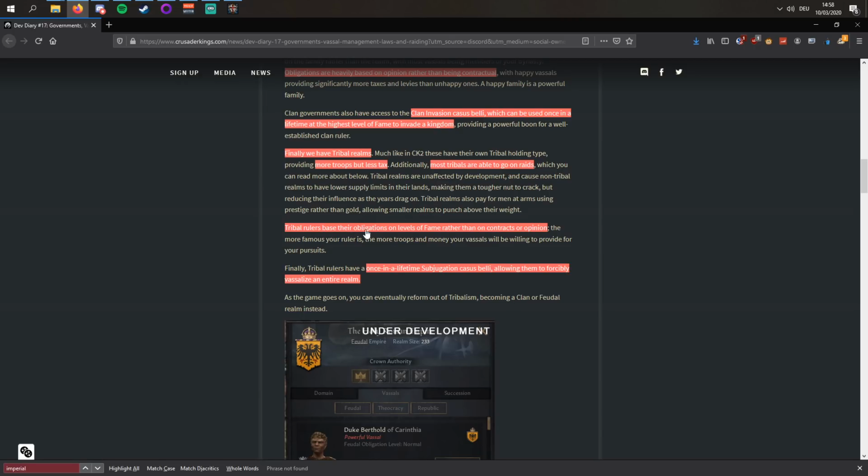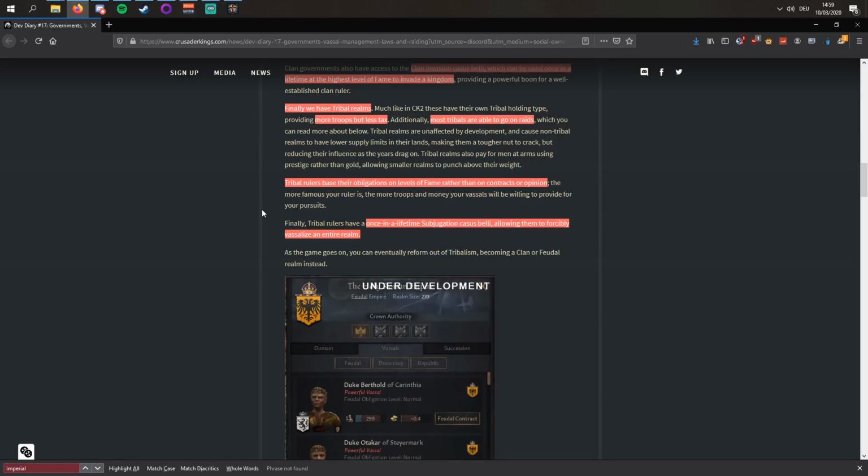Tribal rulers base their obligations on levels of fame rather than on contracts or opinion. The more famous your ruler is, the more troops and money your vassals will be willing to provide for your pursuits. That's exactly right. The feudal contract, of course, is very limited to actual feudal Europe, although even there it was quite limited in the way that it works. Very difficult, a topic for multiple essays, which I'm sure have already been written, but tribal realms were a bit different from that. They were mostly obligation, mostly honor-based when it comes to respect and who you serve, and that is exactly what this system tries to emulate here.